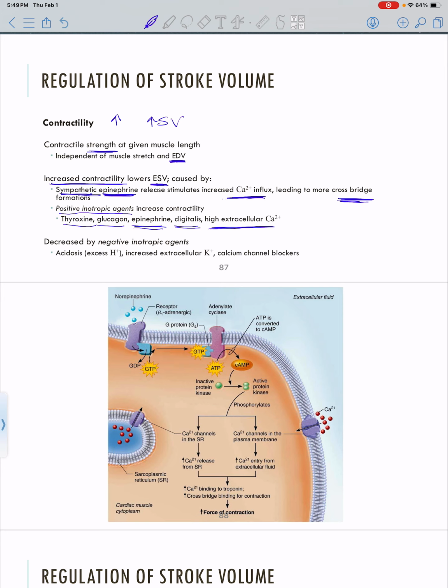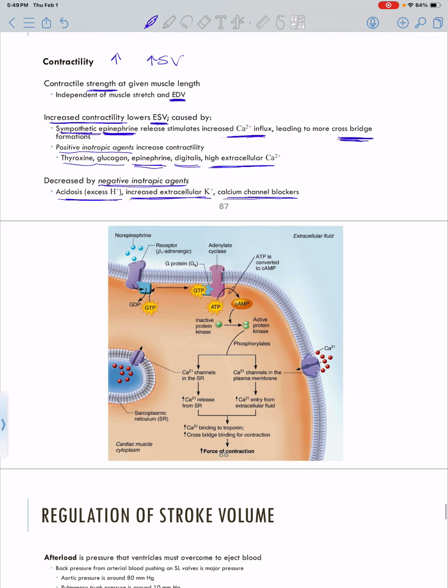We can also have some agents that are going to decrease contractility, and these are called negative inotropic agents. Things that do that are things like being in a really acidic environment, so acidosis. If we have a lot of extracellular potassium, that's going to inhibit contraction. Or if we block the channels that are allowing calcium to come in, so if we administer a calcium channel blocker.